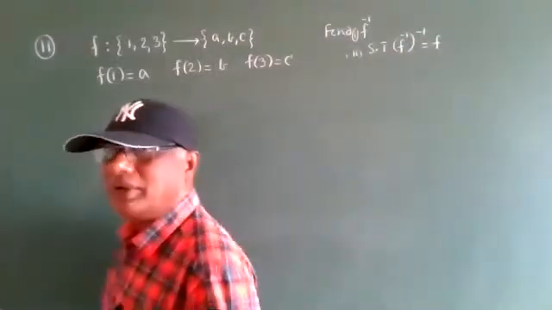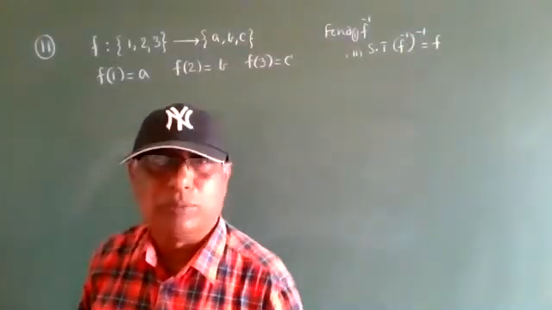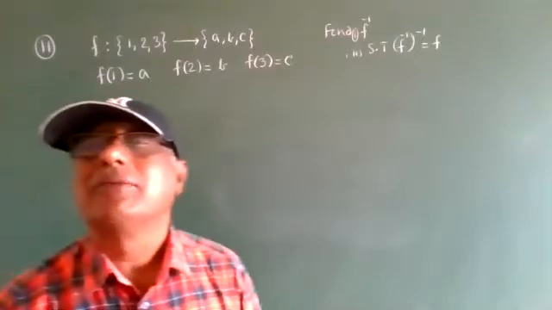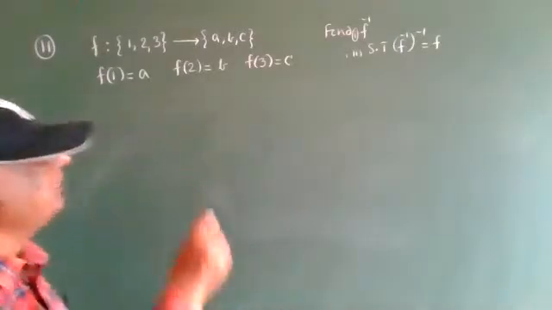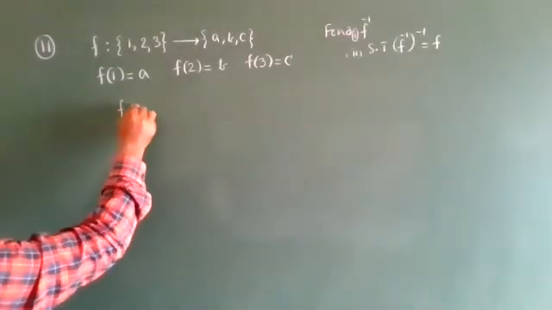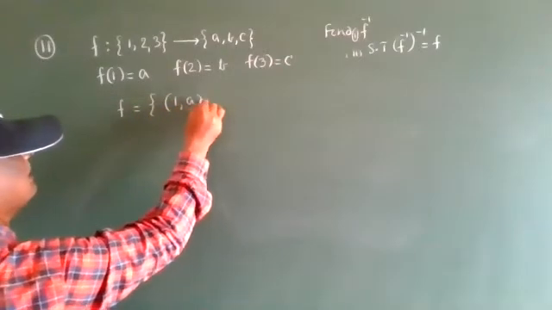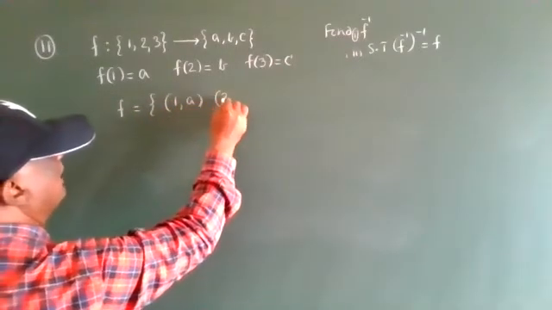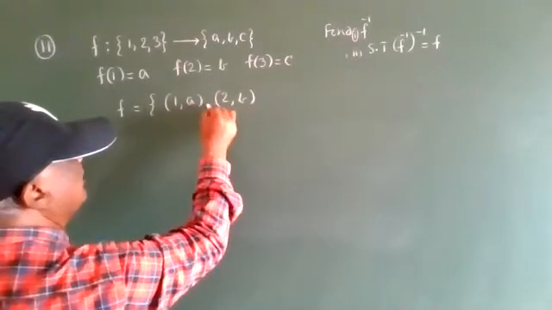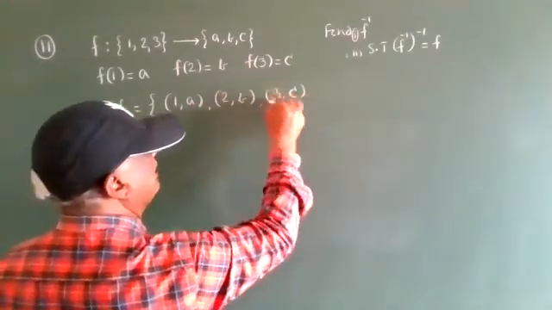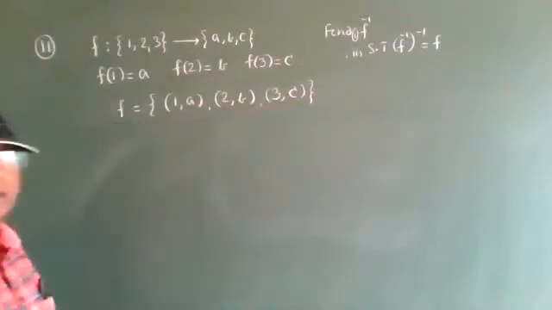F inverse of inverse is equal to F. Two problems are given. First I will write, everyone see. First I am going to write F is equal to: one element has image A, two has image B, and three has image C. This is the F function.